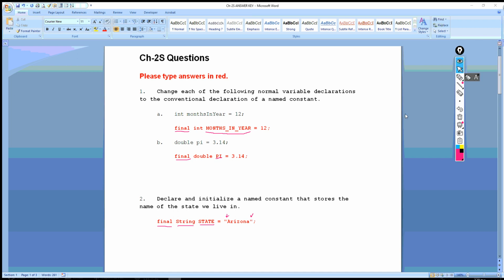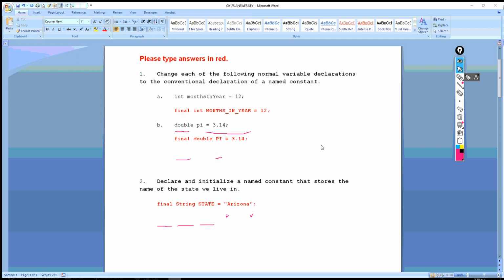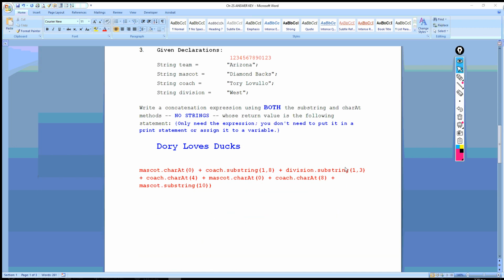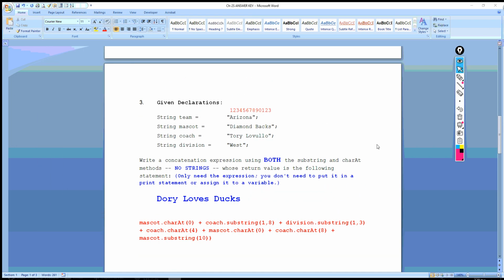All right, let's take a look at the next section. Here's the answer to number 3. If you do need an explanation, this is how we will go.